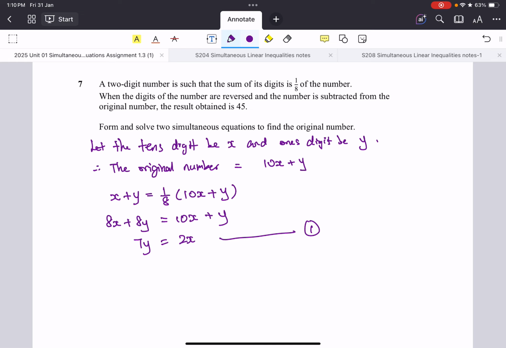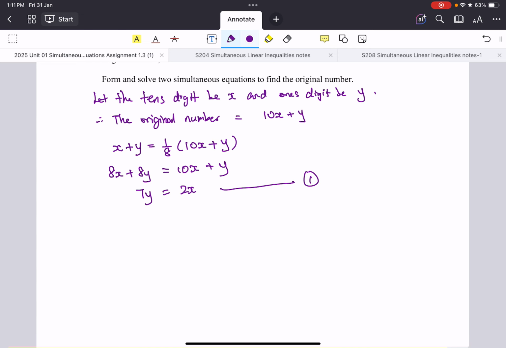Okay, let's see what's the next piece of information. The next piece of information that we have is when the digits are reversed and the number is subtracted from the original, the result is 45. Okay, so the original is 10x plus y, and when I subtract the reverse of the number, which will actually be 10y plus x, that's the reverse, and the result is 45. Okay, we have that. So let's simplify this.